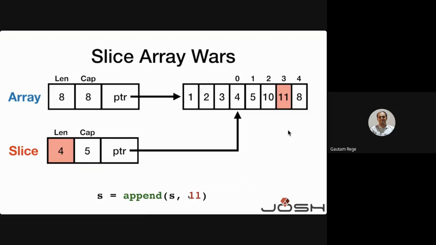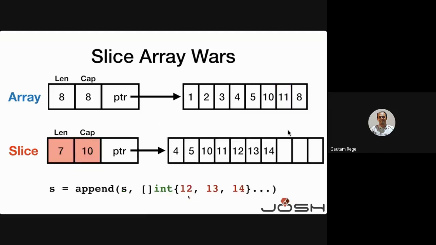And the last one was very interesting. Because I want to append 3 more, it exceeded the capacity of the slice. So the slice got mem copied to a different location with a higher capacity, and it got appended there. That's why the array remained the same. The 8 did not change. Okay?